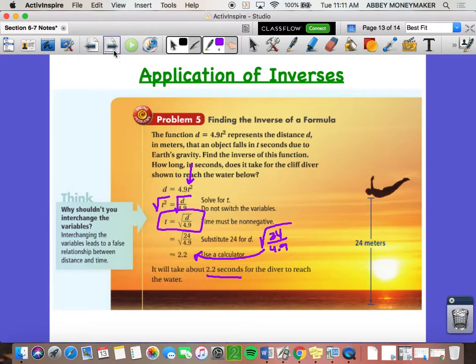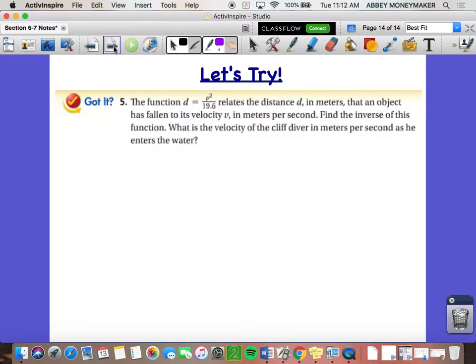Again, no switching, just isolating. Okay? So let's try this one on our own, and this will be the end of 6.7. It says the function d equals v squared over 19.6 relates the distance in meters that an object falls due to Earth's gravity again, but it's talking about the velocity. So it says find the inverse of the function. Okay, so we're going to solve for v. So d is equal to v squared over 19.6.